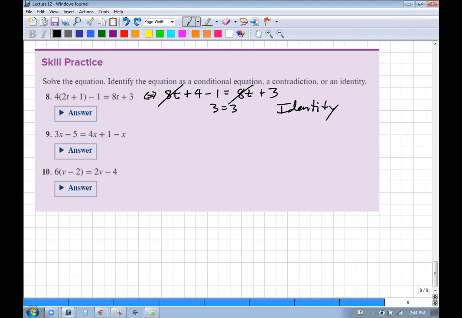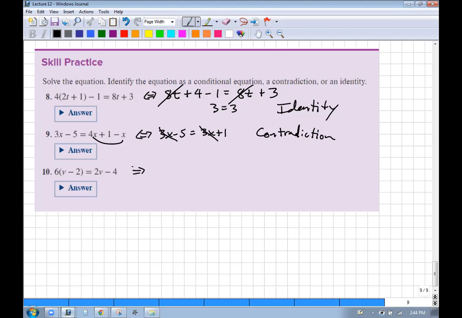Let's see this one. I got a 3x minus 5. I'll combine these. I got a 3x plus 1. Obviously, I could subtract 3x from both sides. Well, minus 5 is never equal to 1. So it's a contradiction.